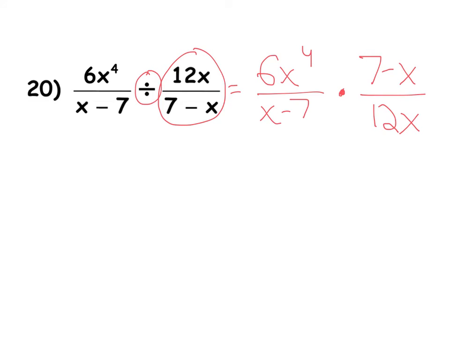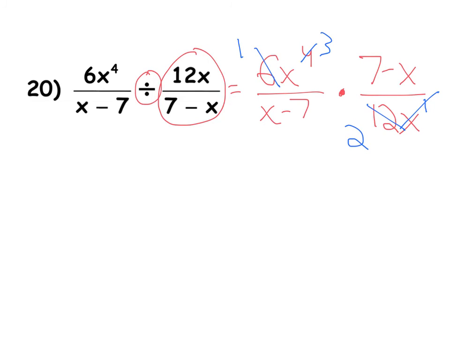And so now we are ready to start simplifying. Let's do what we do best. Starting with, I have 6 over 12. Both of those are divisible by 6. So 6 divided by 6 is 1. 12 divided by 6 is 2. Now, the next thing here, x to the fourth over x. 4 minus my exponent of 1 leaves me with 3 x's in the numerator. So I have 1x to the third power there.